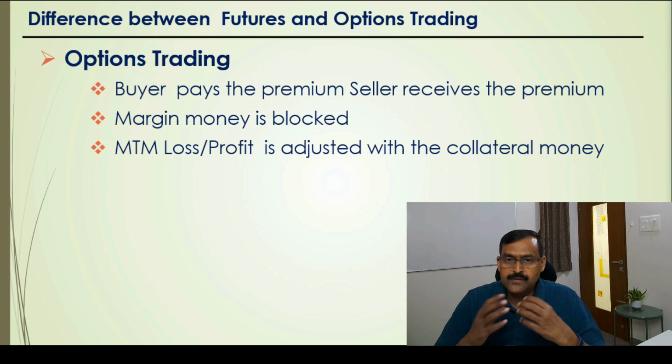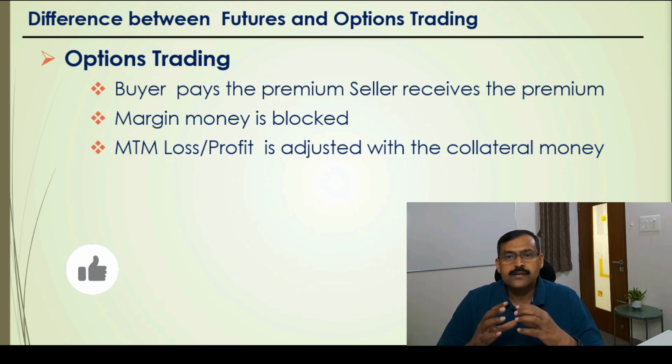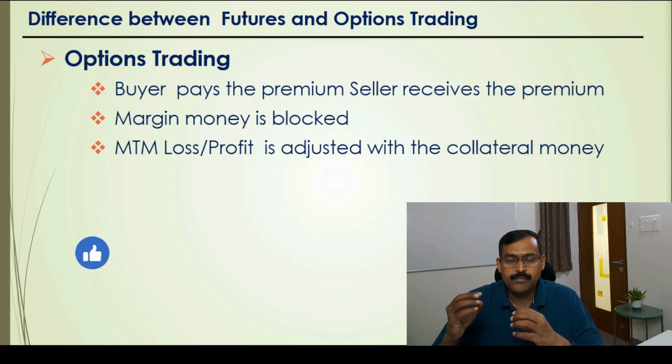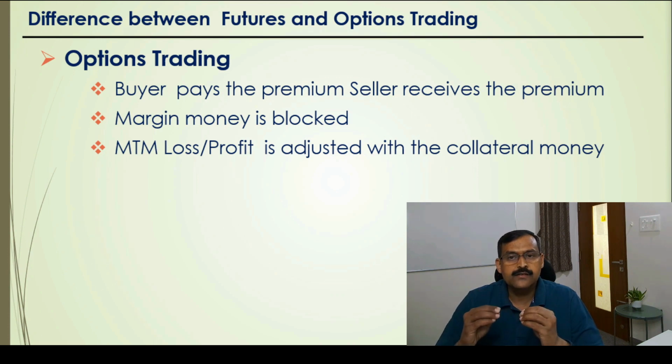When you get into any of the options contract, if you are a buyer, you will pay the premium. If you are a seller, you will receive the premium. Of course, here also the margin money will get blocked. And in case of options, the MTM profit and loss is adjusted with the collateral money that you have. There is no cash settlement for options on daily basis. The profit or the loss will get adjusted to the collateral money that you have in your account. This is a big difference between futures contract and the options contracts.